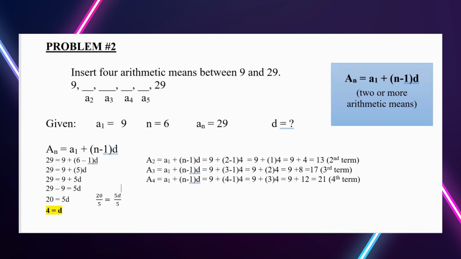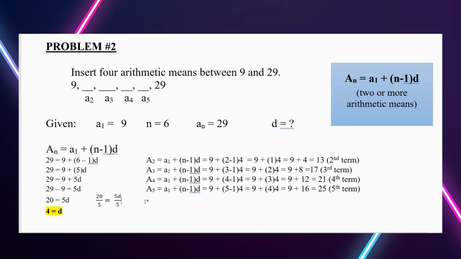And last is the fifth term. The fifth term of the sequence, a sub n is 9 plus 5 minus 1 times the common difference of 4, is equal to 9 plus 5 minus 1 is 4 times 4, is equal to 9 plus 4 times 4 is 16, and the sum of 9 and 16 is 25. 25 is the fifth term of the sequence.